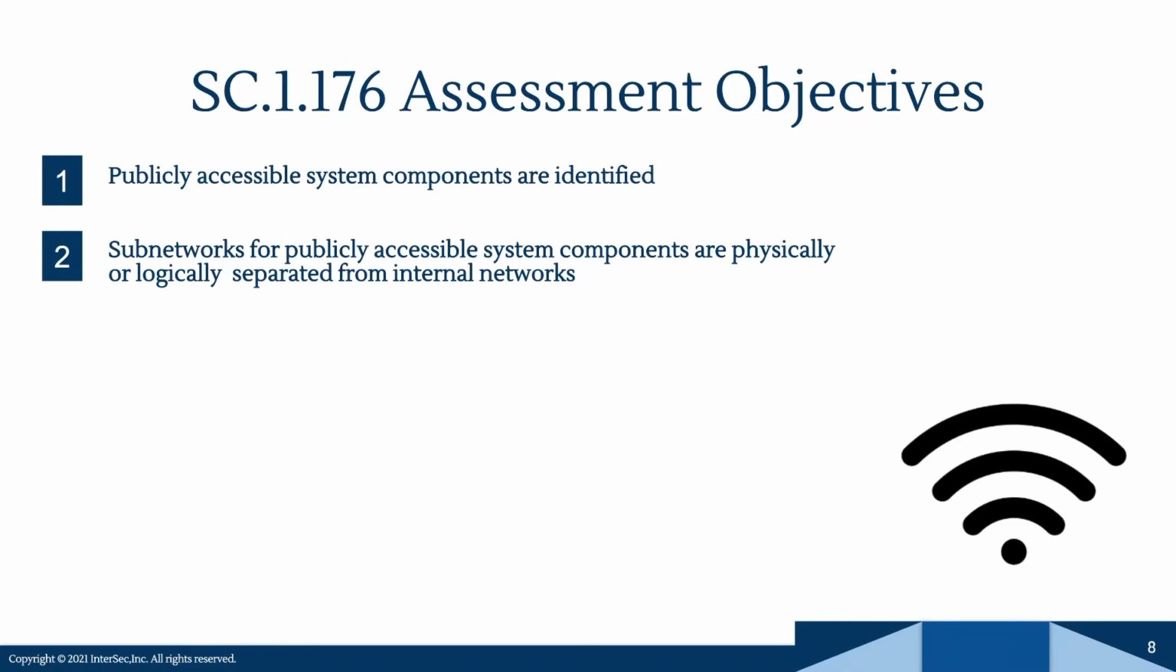Moving swiftly forward, the assessment objectives for SC.1.176 are 1. publicly accessible system components are identified, and 2. Subnetworks for publicly accessible system components are physically or logically separated from internal networks.